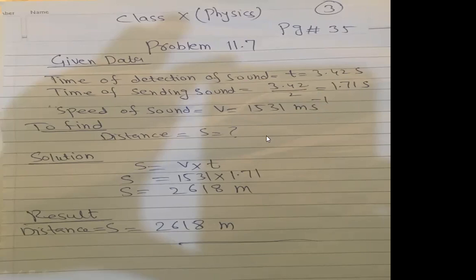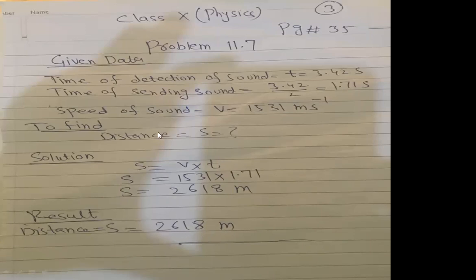Distance we need to find again. I will use the same formula, S is equal to Vt. V is 1531, multiplied by time, which is 1.71. If you multiply 1531 with 1.71, S is equal to 2618. The result is the distance, 2618 meters, and you know the unit of distance is meter.